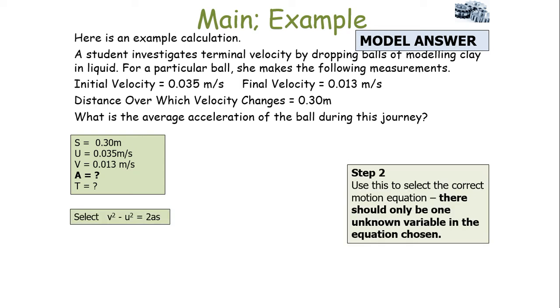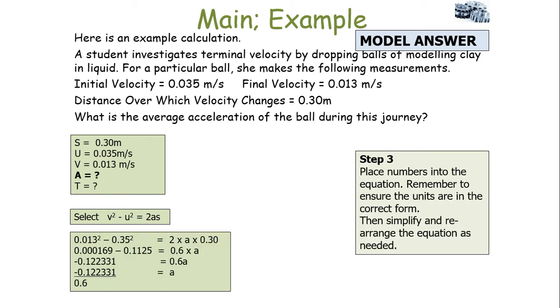So what do you then do after that? You select the correct equation. Now we use V squared minus U squared equals 2AS because there's only one unknown variable in that equation, A, because we know V, we know U, we know 2, and we know S, so we can work out A. We couldn't use the other equation because there were two unknowns in that equation, A and T. You then pop your numbers in. Now the trick is you put your numbers in first and then you simplify afterwards. You don't try and do it at first. So you put your numbers in, you work through each side until you get to a point where you're happy with taking one across the other side and you work out your answer.